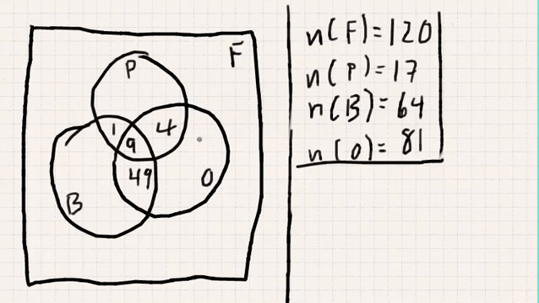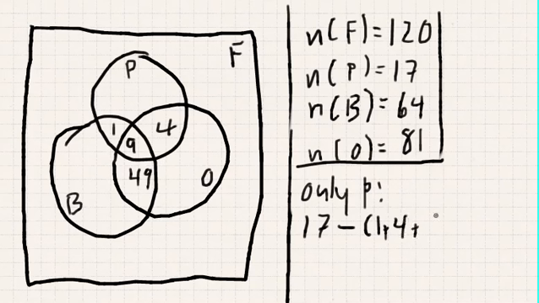Now, what if I want to find the guys that are only private? Well, how many privates are there? 17 total. How many guys are private and in one of the other sets? It's 1 plus 4 plus 9. So I'm just looking at the guys that are only private. I subtract 1, 4, and 9, because those are guys which are more than just private. 1 plus 4 is 5, plus 9 is 14, so I get 3. So there are 3 private schools that are neither old nor BCS.